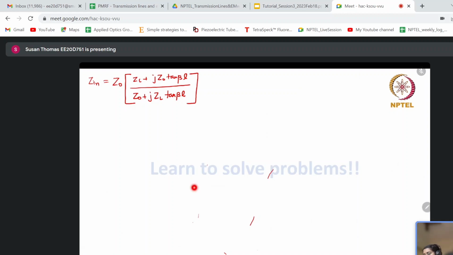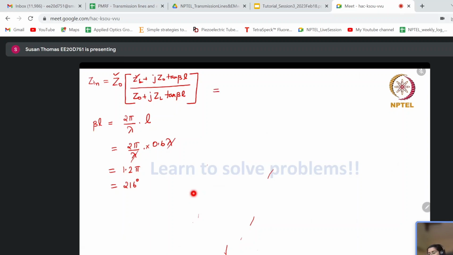Now here we know the Z0 value and we also know the ZL value. Now how about beta L? Beta L is the electrical length. So beta L is 2 pi by lambda into L, where the length of this transmission line, as per the question, is 0.6 lambda. So this comes out to be 2 into 0.6, 1.2 pi, or in degrees it is 216 degrees.